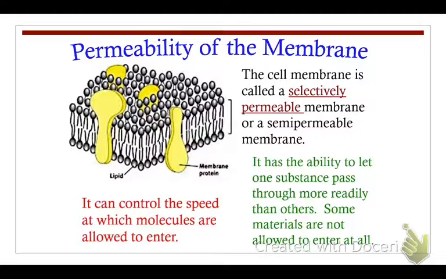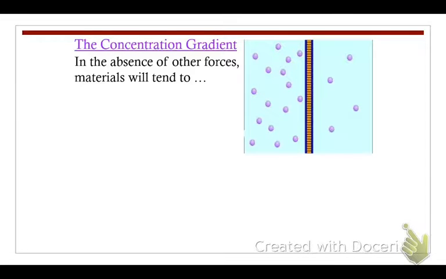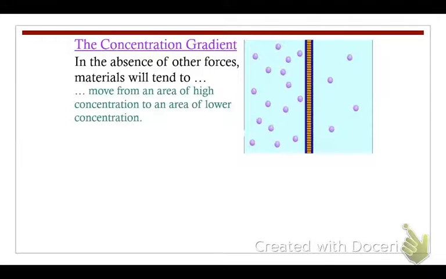So it can control the speed at which molecules are allowed to enter. Now, the concentration gradient, okay? I like to call this the movie theater rule, okay? And we'll go over it. So in the absence of other forces, materials will tend to move from an area of high concentration to an area of low concentration.